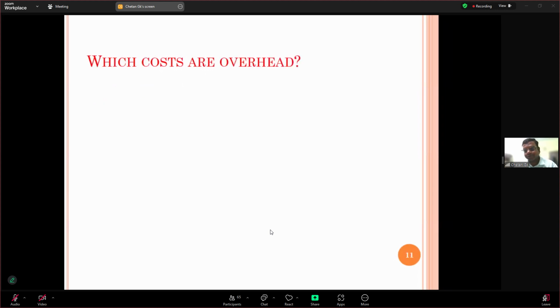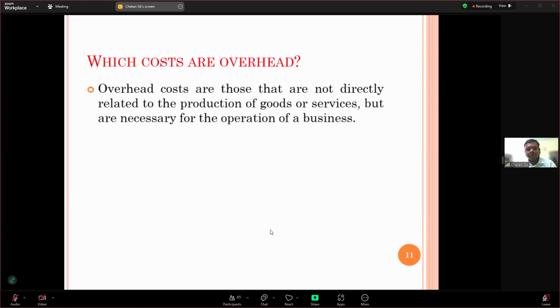Next, which costs are called overhead costs? Sir, the cost which can be related to only one department or others as well, a common one, like electricity. It belongs to many of the various processes as such, right?